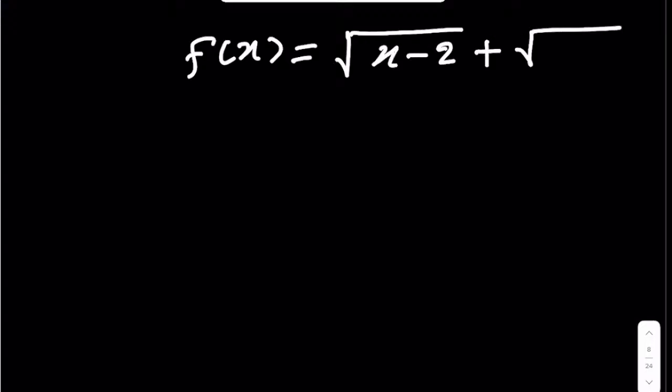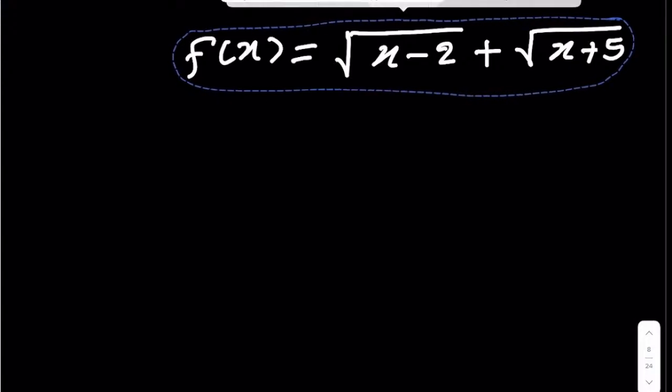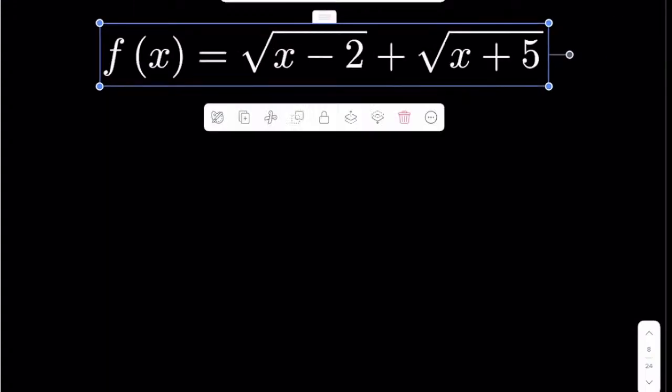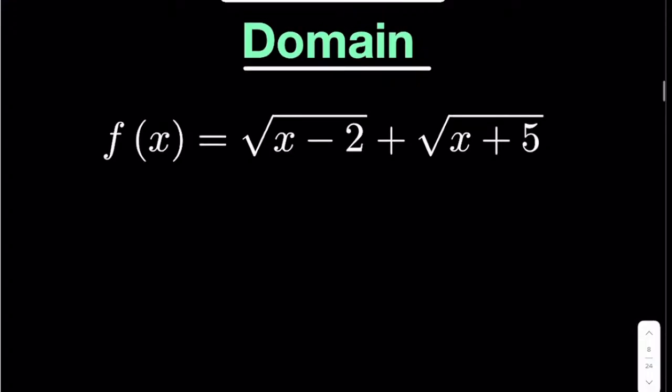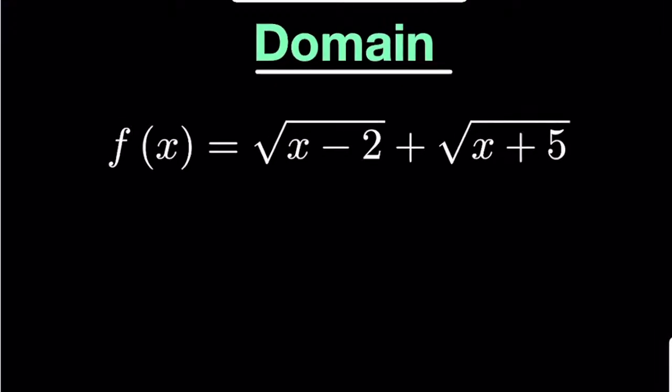Look, f of x is under root x minus 2 plus under root x plus 5. Everyone can find the answer, and after that, I will do it. First of all, everyone can find the answer. Find out the domain of the given function. Our target is the domain of the given function. Everyone can find the answer, and after that, I will do the exact answer.